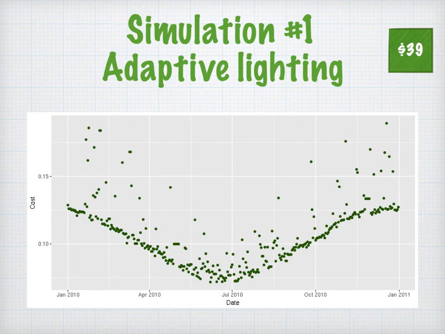We first simulated the adaptive lighting. Remember, this is the dumb lighting that comes on and off based upon the number of photons currently being received. You will see from this graph that there are many days when it costs very little to operate the lights, and a few number of days, the cloudy days, when the lights are on for a considerable time. The total cost of operating adaptive lighting over a year is $39 per day when there are 1,000 lights in the greenhouse.